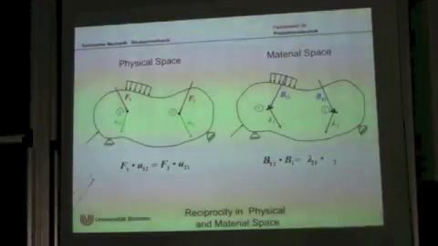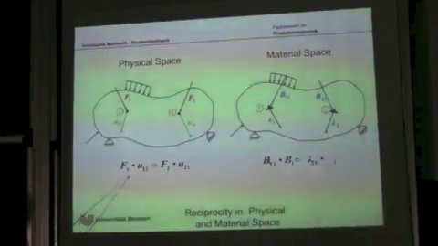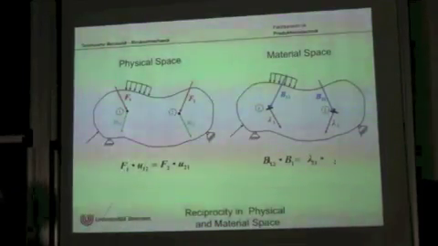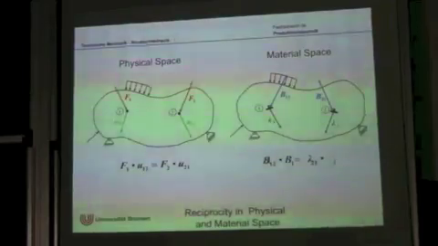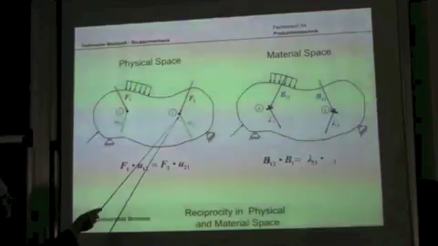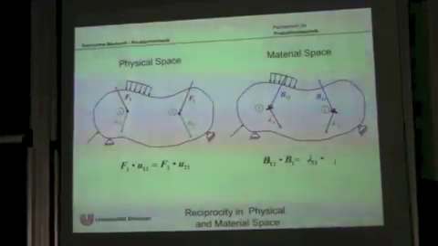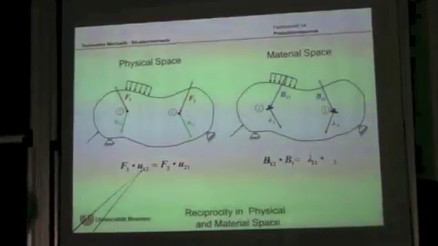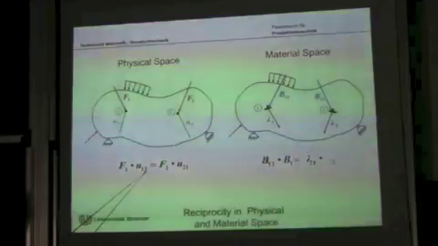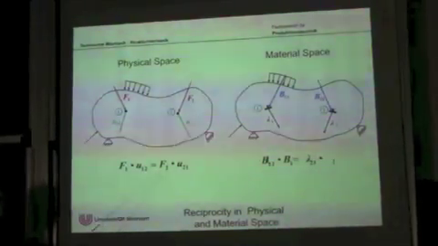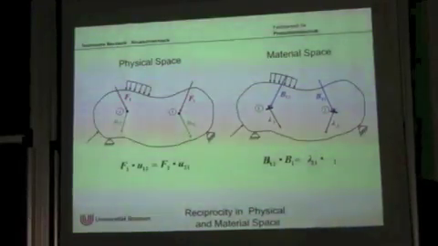And you all know that the work of the force F1 exerted on the displacement at position 1, but due to the force 2, is equal to the work of the force 2 times the displacement at position 2, but due to the application of the force 1. Since the displacement at position 1 due to the force F2 is proportional to F2, and this one to F1, you can introduce this influence coefficient.